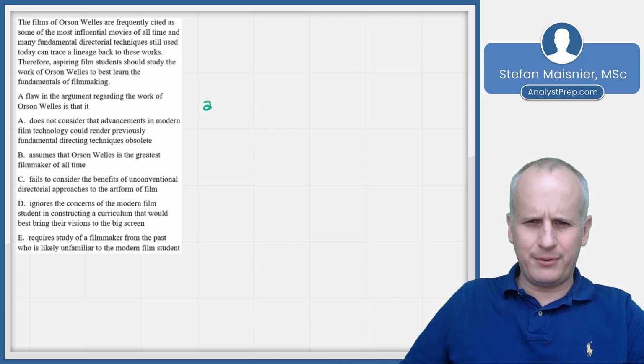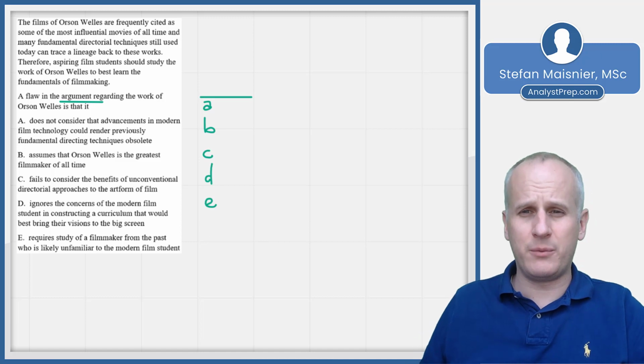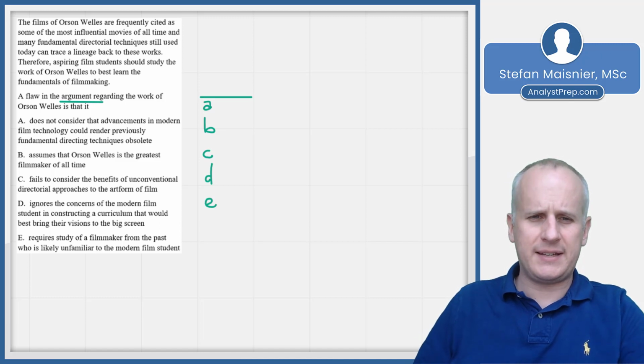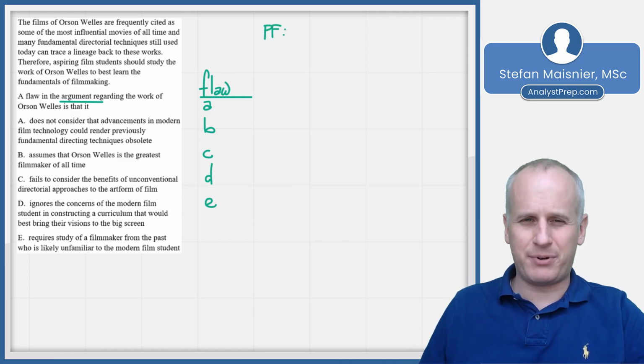Here we have a sample critical reasoning question, and we'll set up our answer choices A through E as always. And we can see the word argument immediately in the question stem, so we know we're dealing with an argument task. And in this case, we're being asked to find a flaw in the argument regarding the work of Orson Welles. So we'll just put the word flaw here, and we're going to put PF as our predicted flaw.